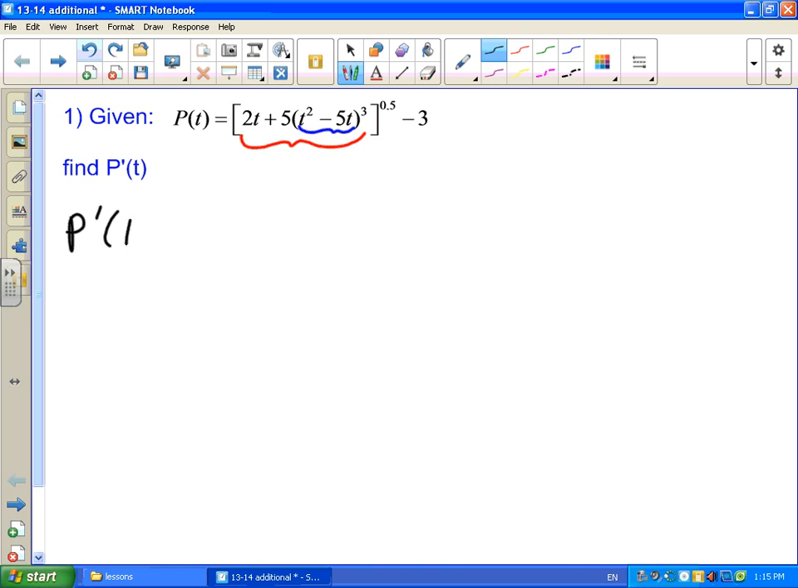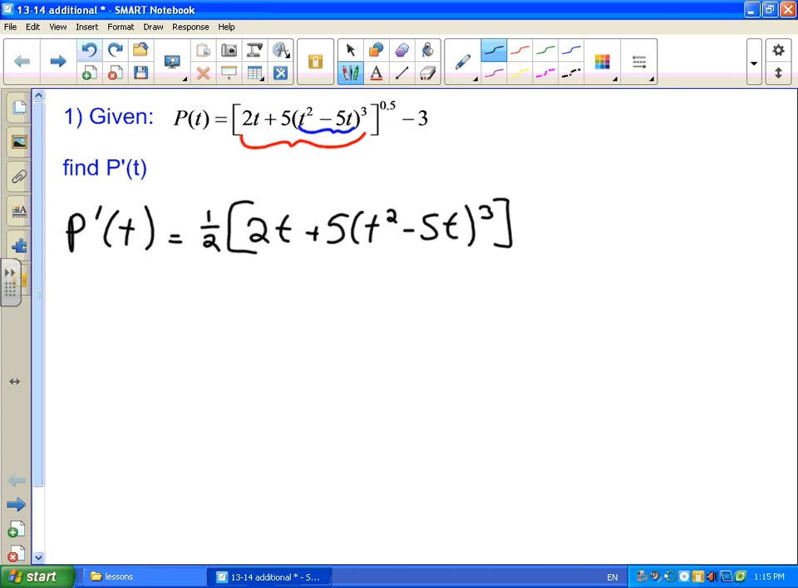We'll do our outer first, and we'll bring down that exponent of 1/2. And then we have what's in the square brackets, 2t plus 5t squared minus 5t, all to the power of 3. That all stays the same. And we subtract 1 from the exponent, so that becomes negative 1/2. And then we want to multiply that by the derivative of what's inside. So we take the derivative of that function.